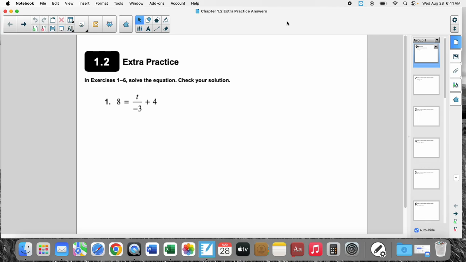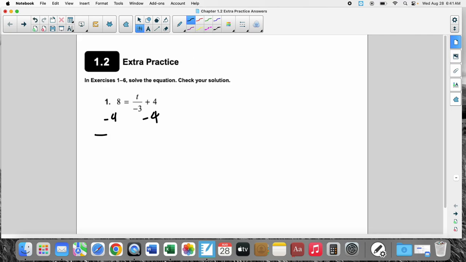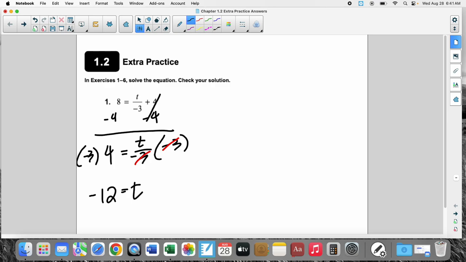When we see this problem, the first thing we want to do is get rid of the addition and subtraction. So we're going to need to subtract 4 from both sides. That cancels it out. That gives us 4 equals t over -3. T is being divided by -3, so the inverse of dividing by -3 is multiplying by -3. That -3 in the numerator cancels with that -3 in the denominator. We get -12 equals t.